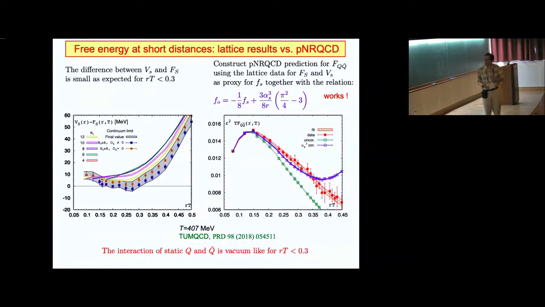So in order to understand both the singlet free energy and the free energy of a quark anti-quark pair, at distances like 0.3 in temperature units, you only need vacuum physics. You don't need to worry about medium effects. And once you go to larger distances, then of course you start to see significant temperature dependence, which needs to be understood.